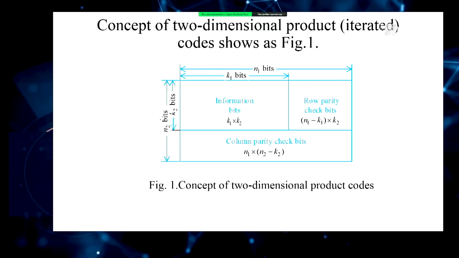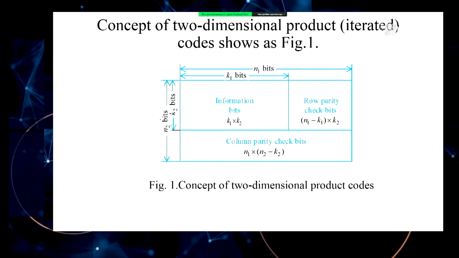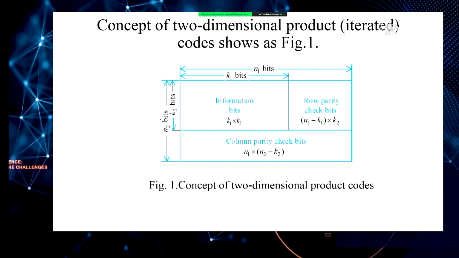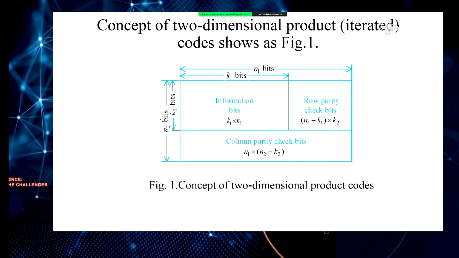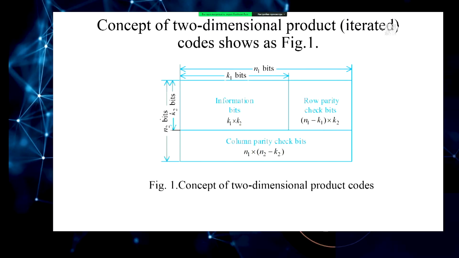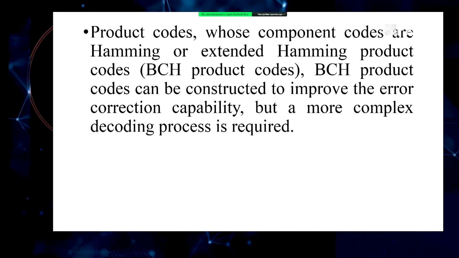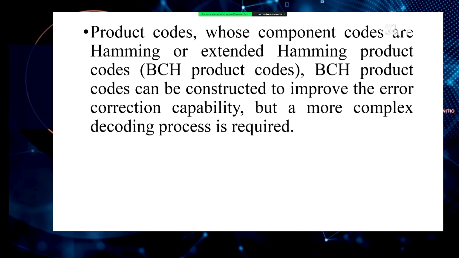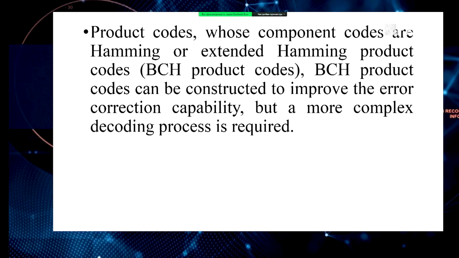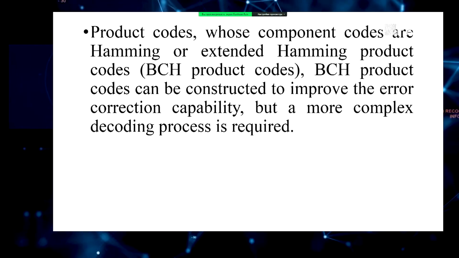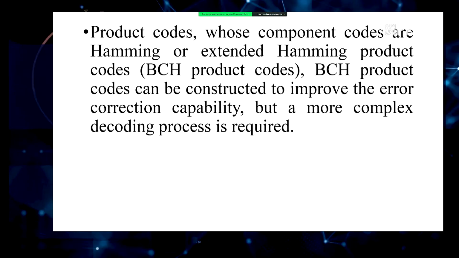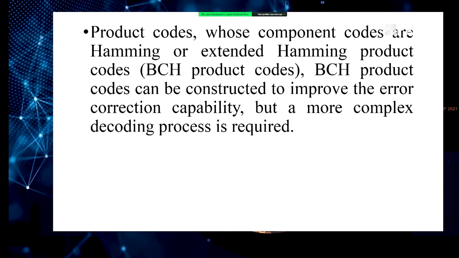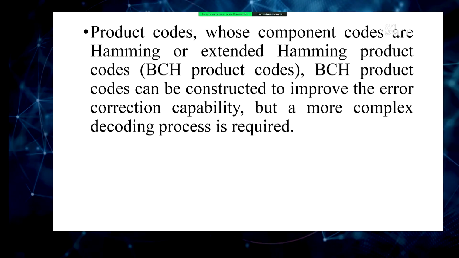This code array also can be formed by first performing the column encoding and then the row encoding. Transmission can be carried out either column by column or row by row. Product codes whose component codes are Hamming or extended Hamming codes, for example, BCH product codes. BCH product codes can be constructed to improve error correction capability, but a more complex decoding process is required.